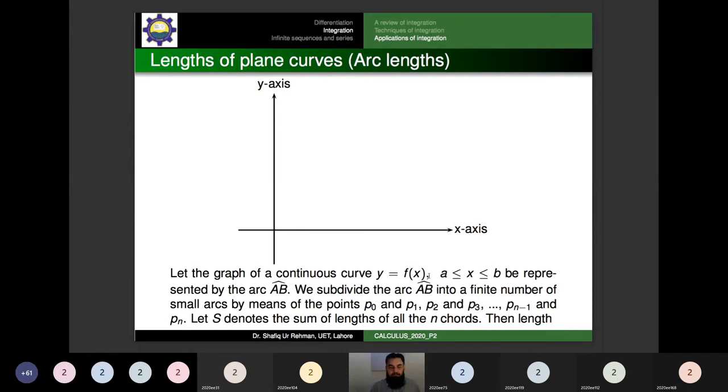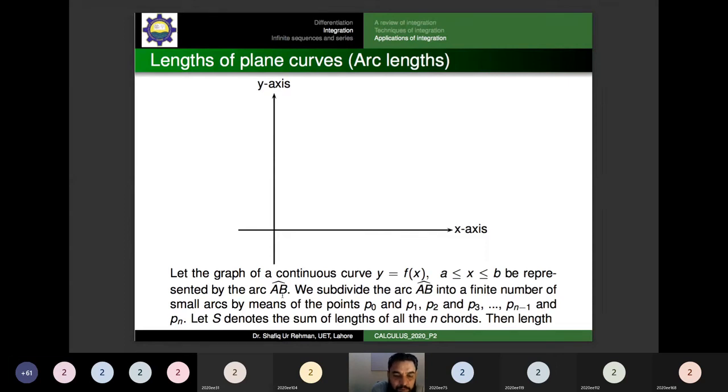Another way to describe this curve is by representing it in the form of an arc. For example, it is going to be AB. For the sake of description, we say that it is going to be represented by the arc AB.